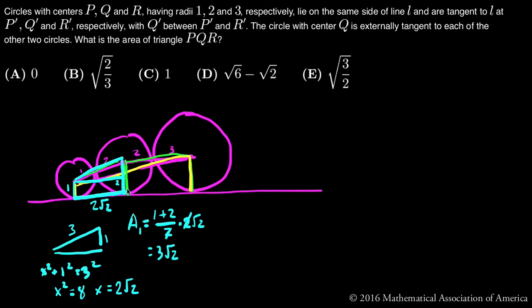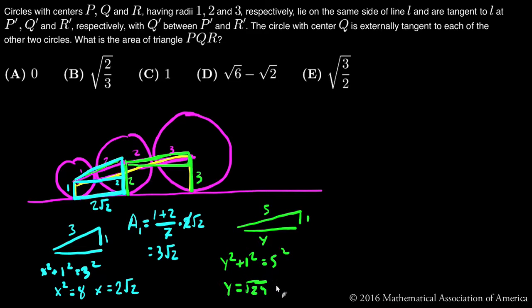The second area works very similarly. I have 2 and 3. I need to find this length to get the height of the trapezoid. Same idea: I get a triangle that has a hypotenuse of 5 and a leg of 1. I'll call this y, so y squared plus 1 squared equals 5 squared. 1 squared is 1, 5 squared is 25. Subtract the 1, and I get y equals root 24, which is the same thing as 2 root 6.